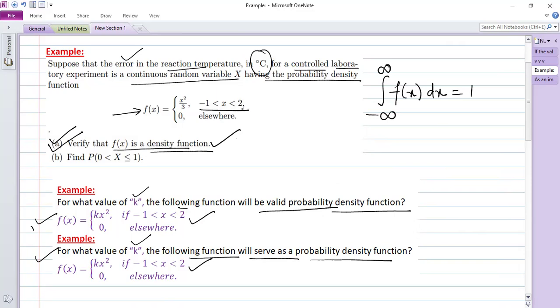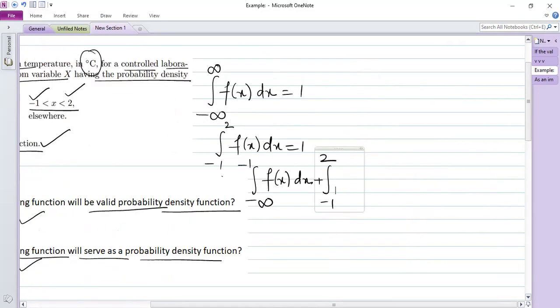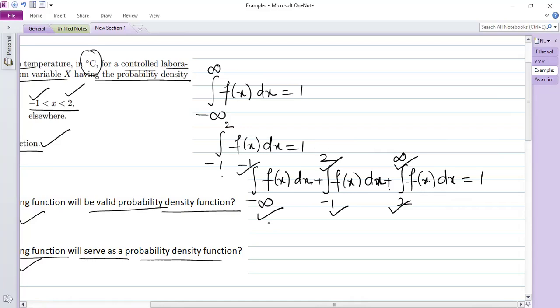Now, the range is given to be between -1 and 2. So we can directly write that the integration of f(x) between -1 and 2 must be 1. Or we can do it this way: from minus infinity to -1, f(x) dx, plus -1 to 2, f(x) dx, plus 2 to infinity, f(x) dx. This must be 1.